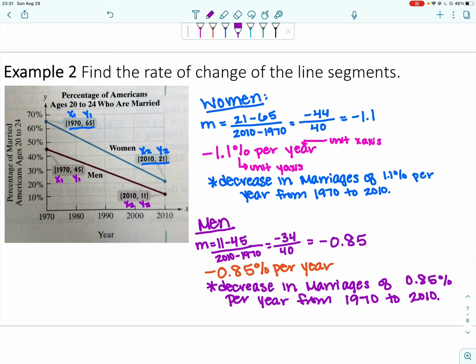So it's still the slope equation, but now because it's a rate of change, because we had an application around it, we have to make sure that we include units. And in this case, we were looking at the percent that were married for each year that had gone by. So it's the percent per year that has changed in getting married. And that is how you find slope and rate of change.